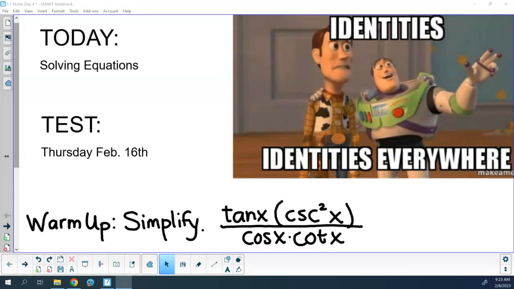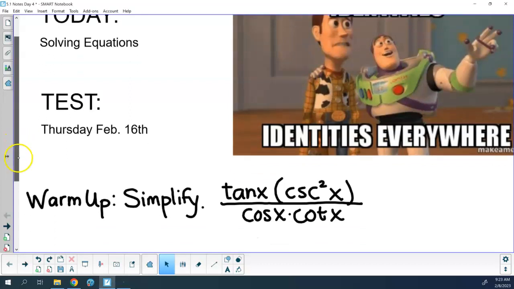So today we're going to solve some equations. We're going to take simplifying expressions, which is what we've been doing. We're going to take it to the next level, and we're going to solve equations with it. And then your test is going to be a week from tomorrow. All right.